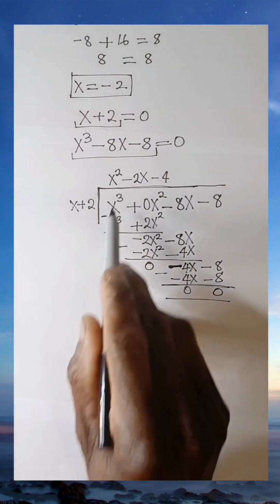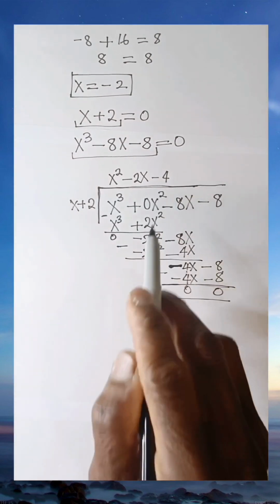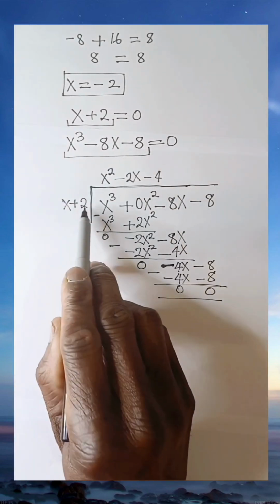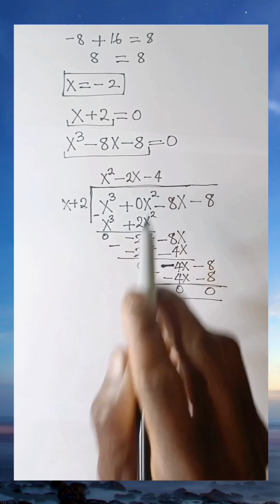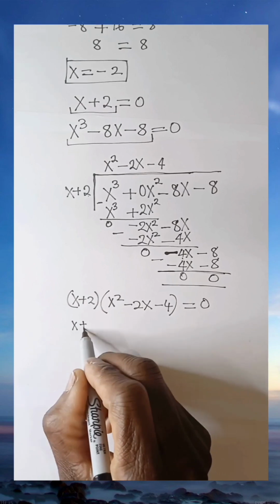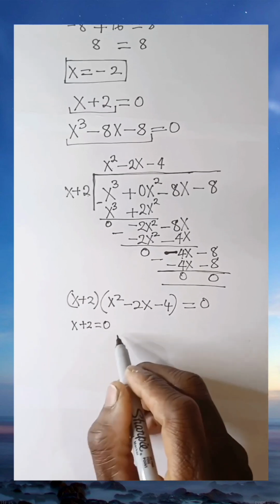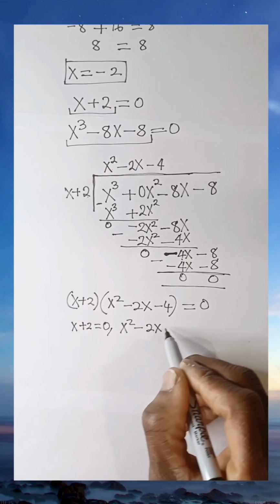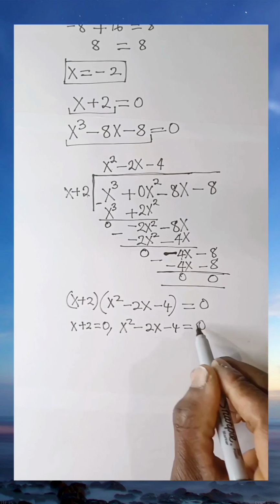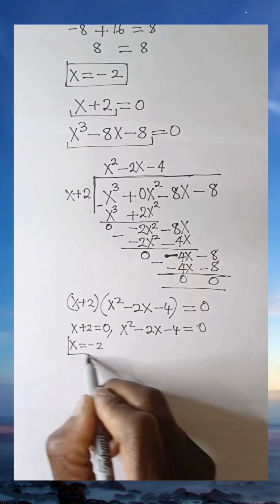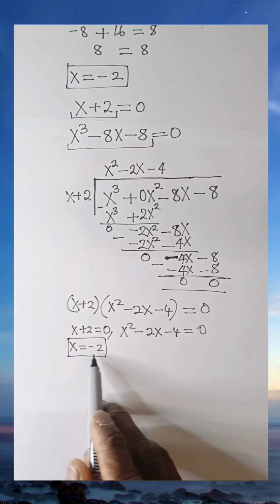Okay, so this is the product of the division, also known as the quotient. The 2 factors of this expression are x plus 2 and x squared minus 2x minus 4. If we equate each factor to 0, we have x plus 2 is equal to 0, and here we have x squared minus 2x minus 4 is equal to 0. Here we have x is equal to minus 2, which is our first solution.